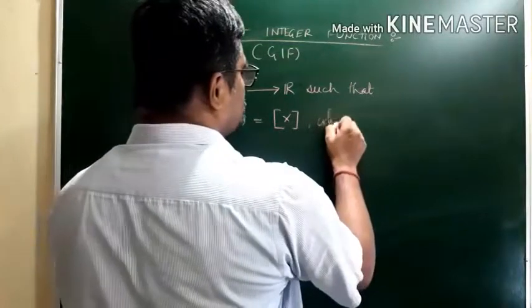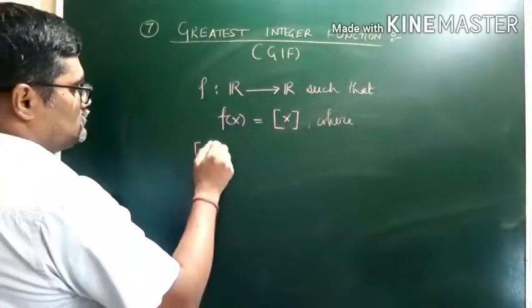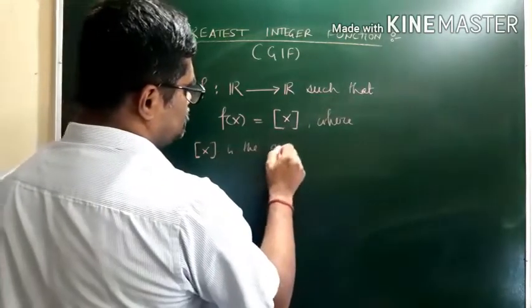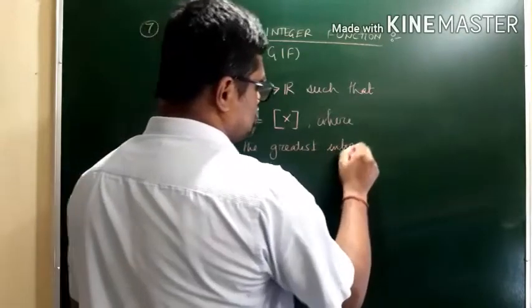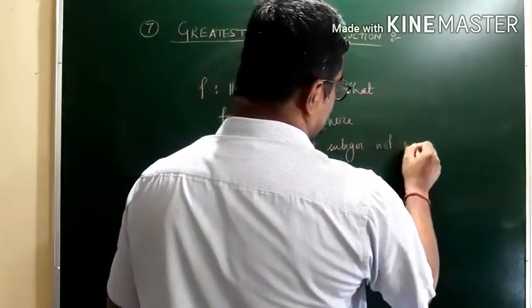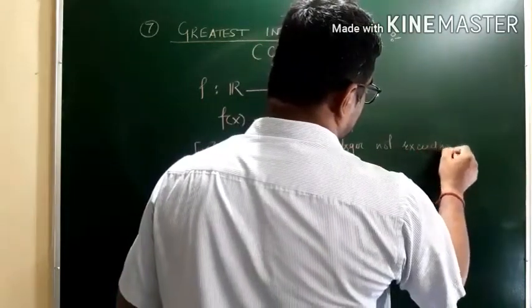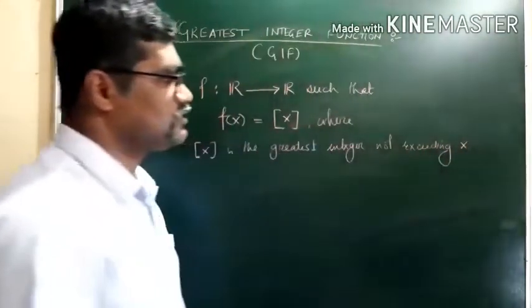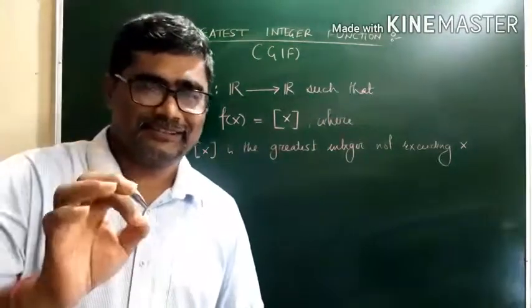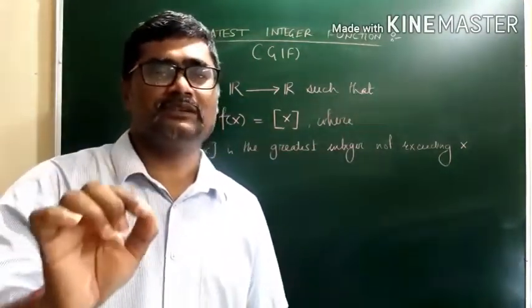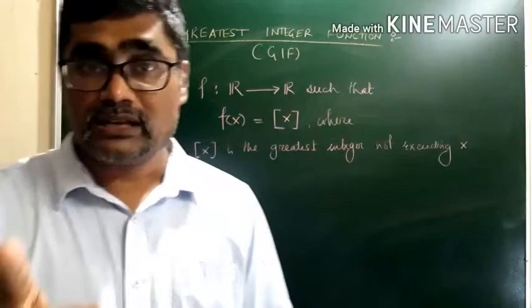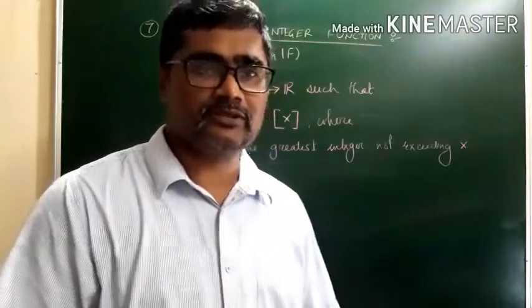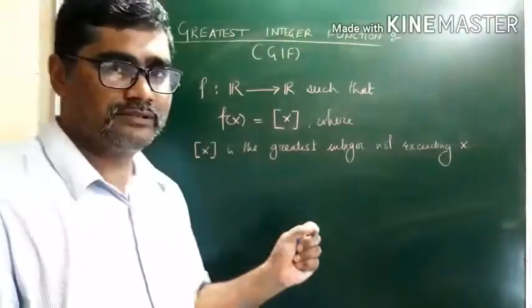So where this is the greatest integer not exceeding x, meaning the integer which is greatest of its kind but does not exceed x. It may be equal to x, but it will not cross that particular limit. Did you understand?